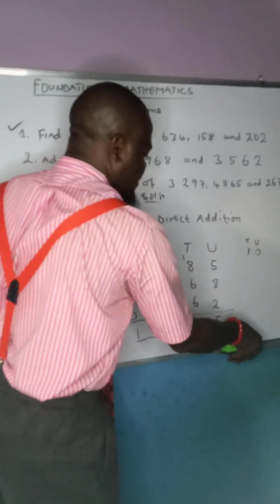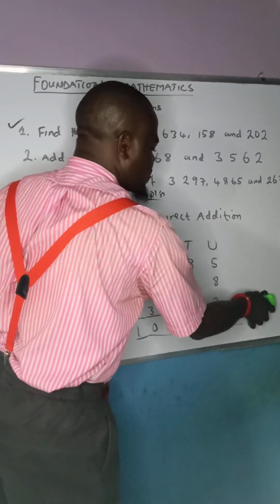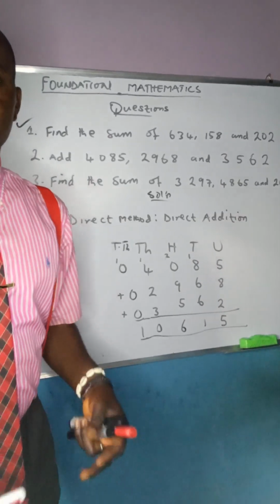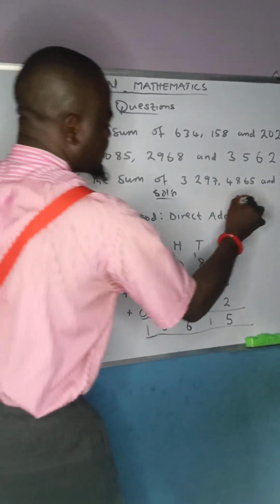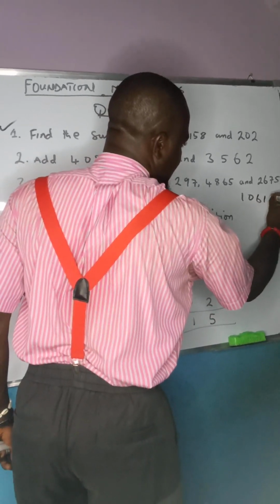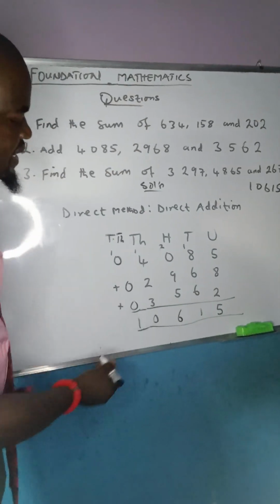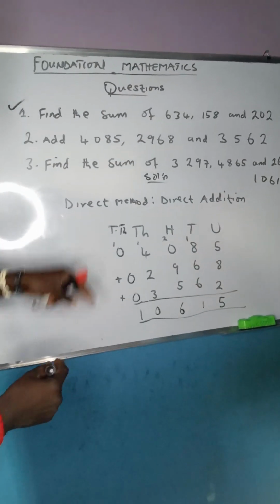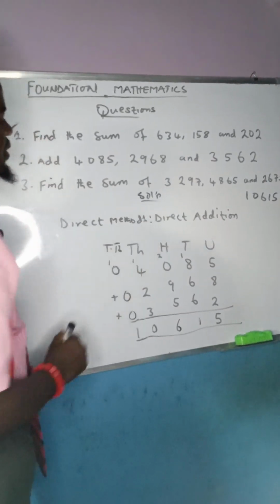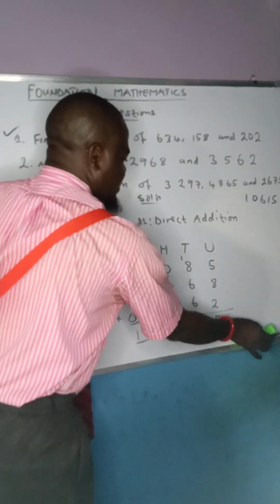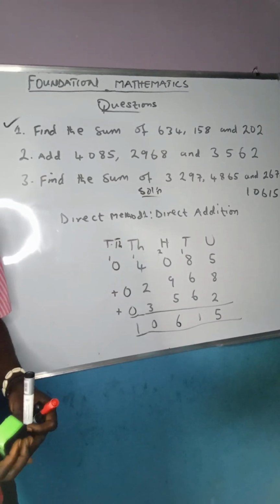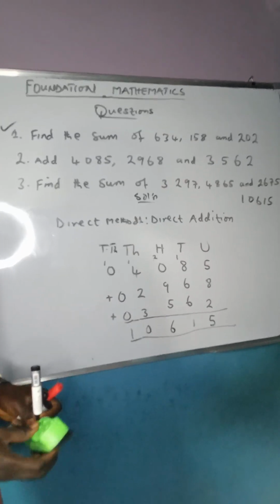So this is the direct method. Now what we'll do is to write our answer somewhere so that we can compare it with the step-by-step addition. The answer we have here is 10,615. That is the answer we got from the direct addition under method 1. I'll print this so that I can write the second method. Let me solve it using the second method. Anyone you like, you choose.